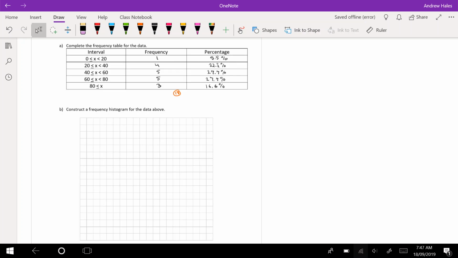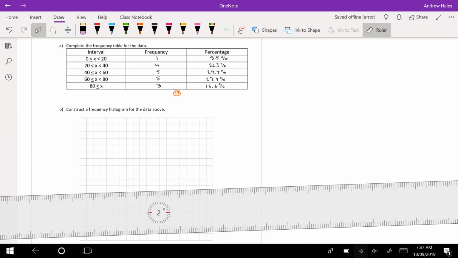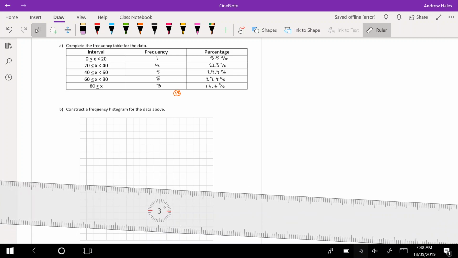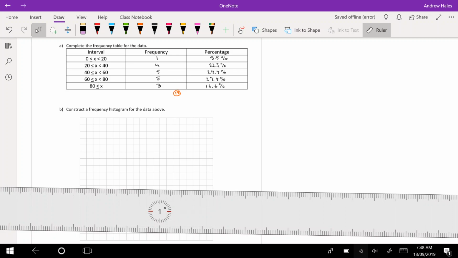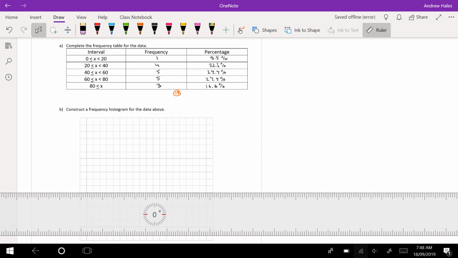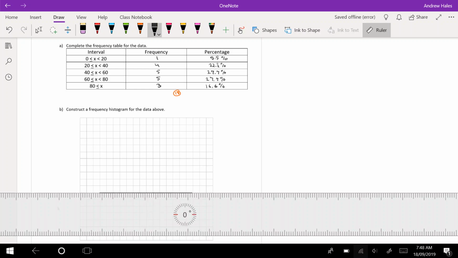Okay, so let's draw a frequency histogram data. Remember, there are 3 elements to a frequency histogram. That the columns touch immediately after each other. You've got the frequency on one side and the percentage on the other. And I want this to be exactly 0, so there we go. And let's start drawing my lines. So 1, 2, about there.